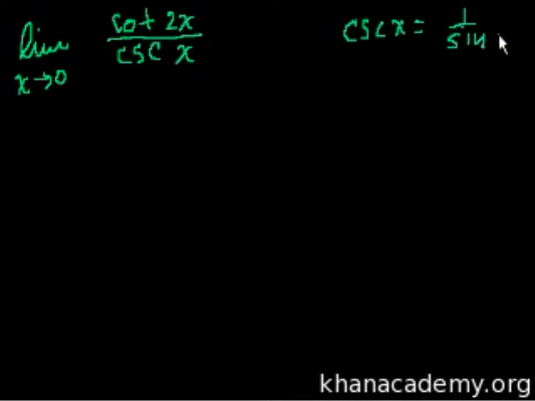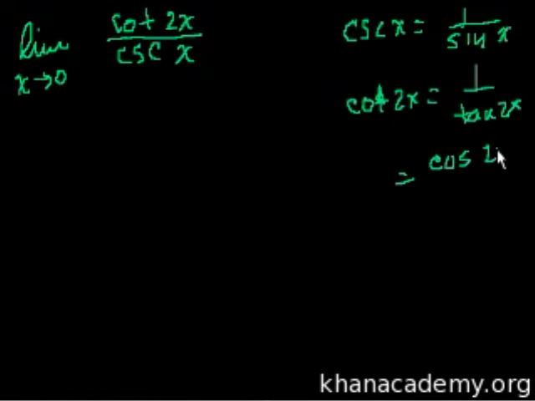I remember that by saying it's non-intuitive. You would have thought that cosecant is 1 over cosine, but it's not. It's 1 over sine. So I remember that it's non-intuitive. And cotangent of 2x is equal to 1 over tangent of 2x. And tangent is sine over cosine, so cotangent is the opposite. So that equals cosine of 2x over sine of 2x.